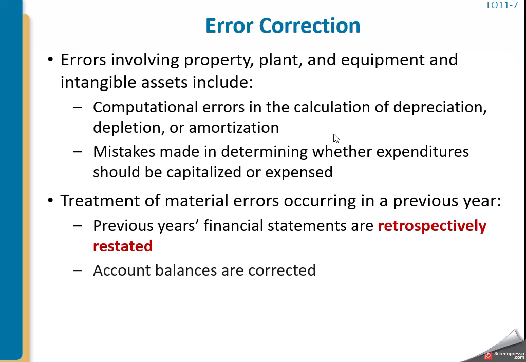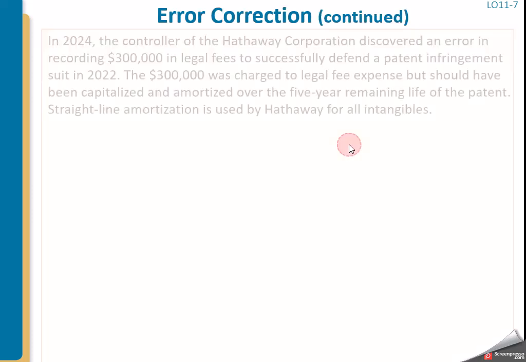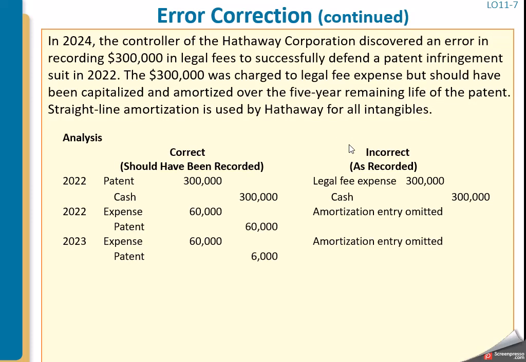Then we could have error corrections where we realize that we made a mistake. Maybe we capitalized something we shouldn't have. Maybe we made a mistake in how we calculated the depreciation, and then we have to go back and correct that. If it's a prior period adjustment, we would have to correct our retained earnings balance. If we were just correcting it on a go-forward basis, then we would not have to do that.